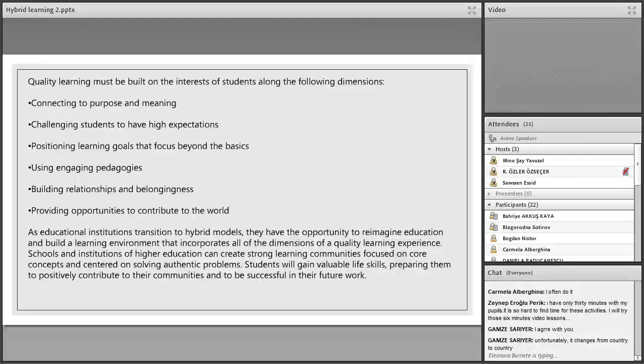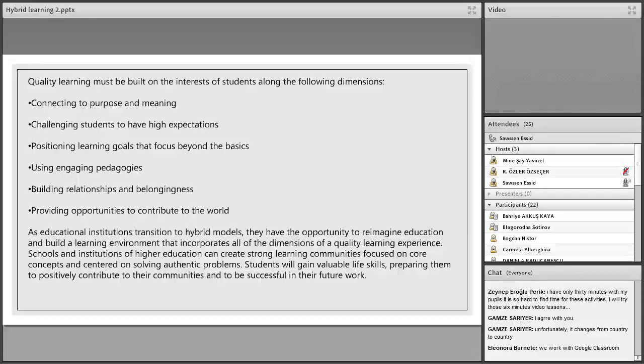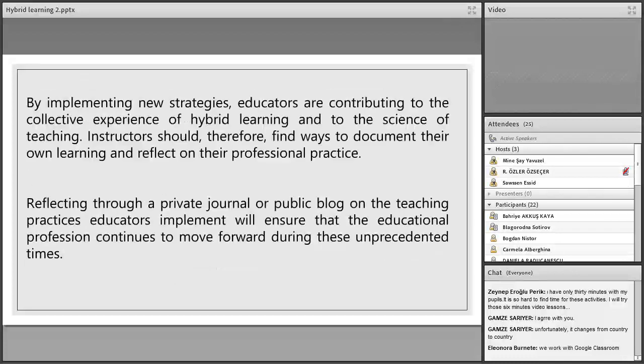The schools of higher education, institutions of higher education, can create strong learning communities focused on core concepts, the basic concepts, on solving authentic problems. Students, of course, will gain valuable life skills, preparing them to positively contribute to their communities and to be successful in their work. By implementing these new strategies, educators are contributing to the collective experience of hybrid learning and to the science of teaching.